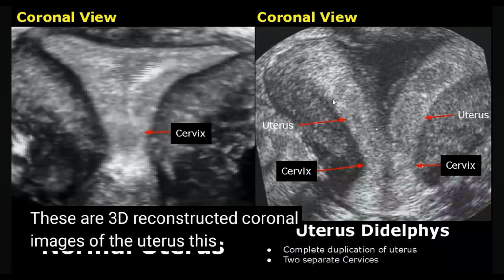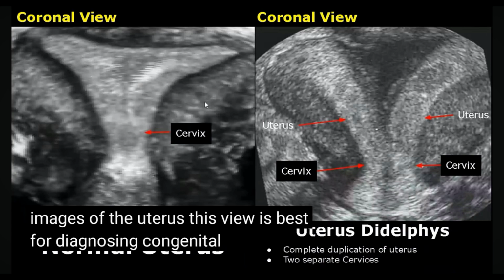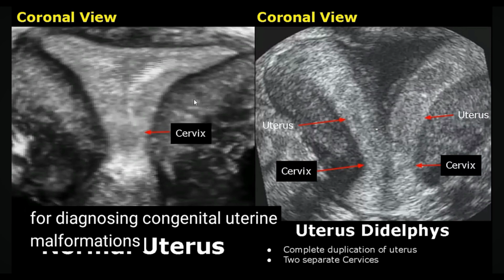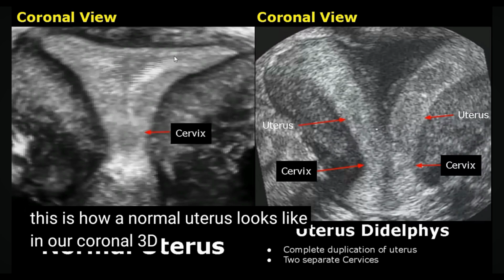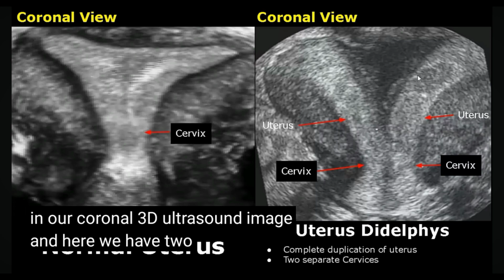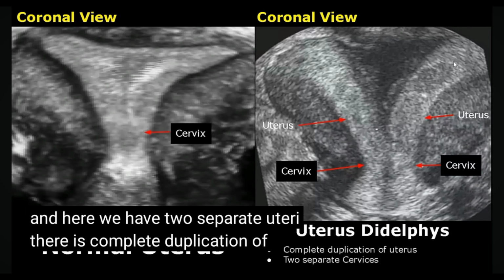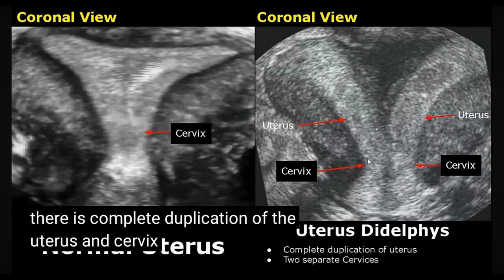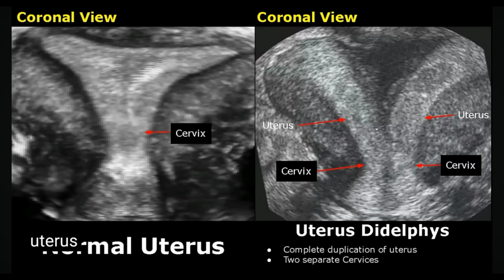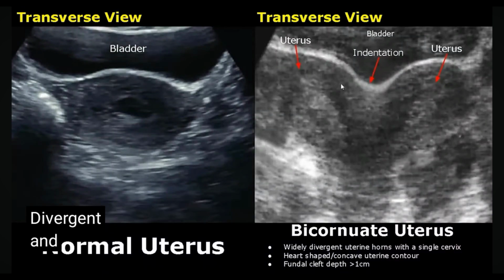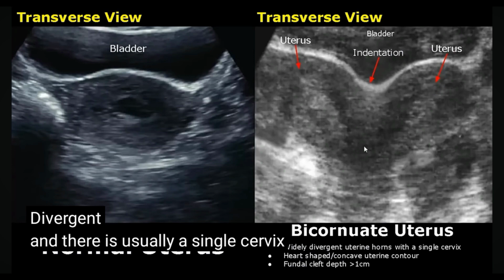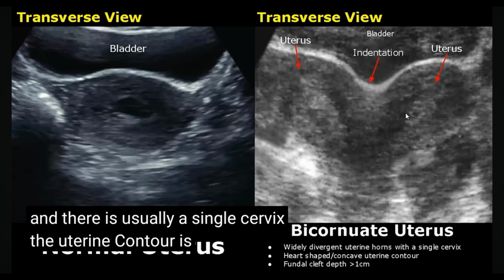These are 3D reconstructed coronal images of the uterus. This view is best for diagnosing congenital uterine malformations. This is how a normal uterus looks in our coronal 3D ultrasound image. And here we have two separate uteri. There is complete duplication of the uterus and cervix.